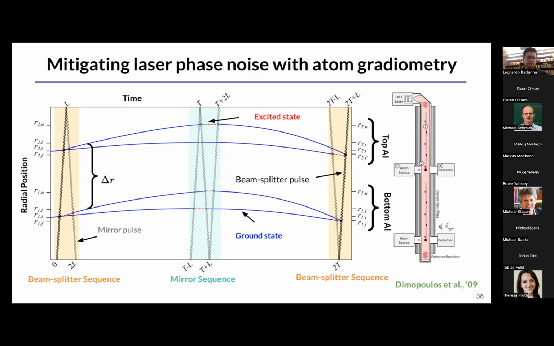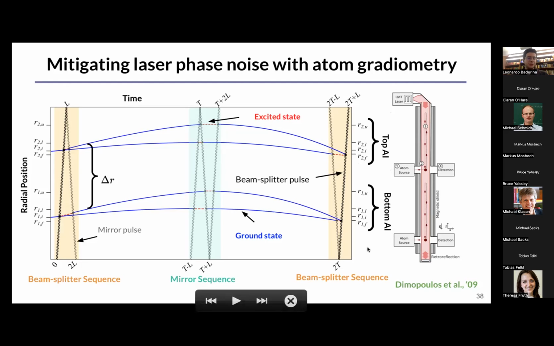So an atom gradiometer consists of two atom interferometers shown here. We have the top atom interferometer and the bottom atom interferometer, which are simultaneously probed by the same set of laser beams. The laser beams here are shown as these wavy lines going up and down, starting at various times. The thing is that the laser phase imprinted onto each interferometer will be, to leading order, the same. Therefore, the noise imprinted on the atoms in each interferometer will be about the same. And therefore, if you do a differential measurement, meaning I measure the phase shift here and subtract it from the phase shift here, then to leading order, you're able to suppress or at least mitigate laser phase noise.